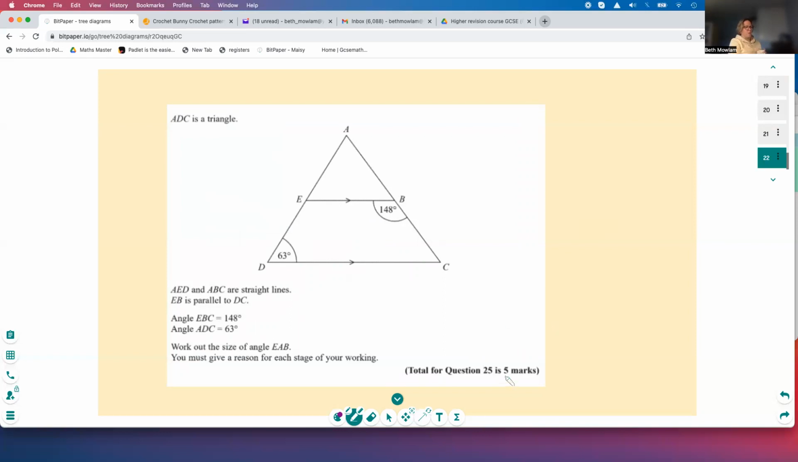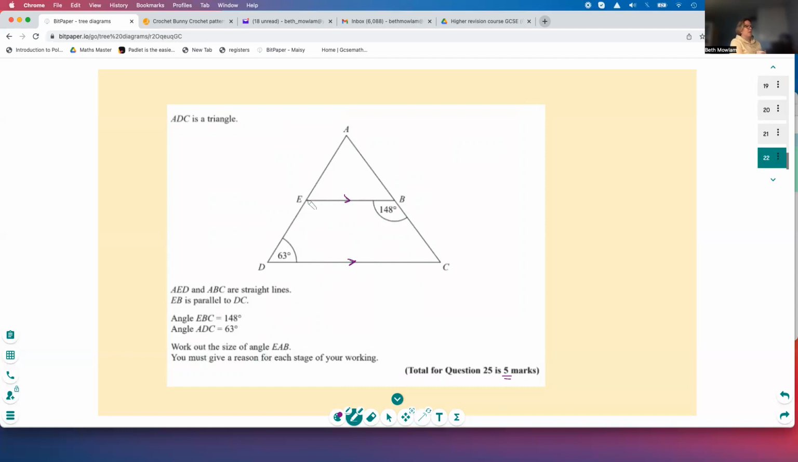This is a 5-mark question. So ADC is a triangle. AED and ABC are straight lines. EB is parallel to DC. Work out, oh, sorry, angle ABC. So all this is telling us is what's on the picture, really. So we've got our parallel lines because we've got our arrows. We've got the two angles it's telling us about. Work out the size of angle EAB.